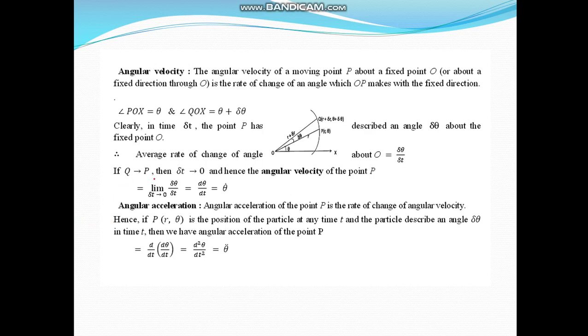And if Q tends to P, when Q is approaching towards P, delta t will approach towards 0, and hence the angular velocity of the point P is limit delta t tends to 0 of delta theta by delta t, that is d theta by dt, and this we are going to denote by theta dot. The angular velocity is denoted by theta dot, that is d theta by dt.